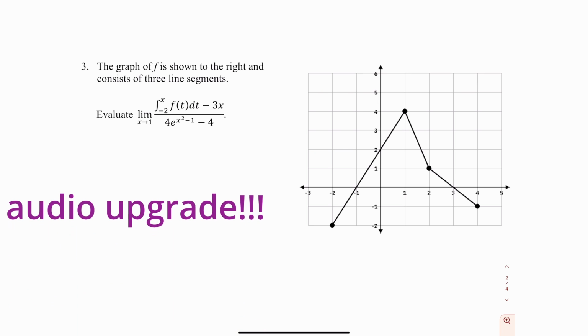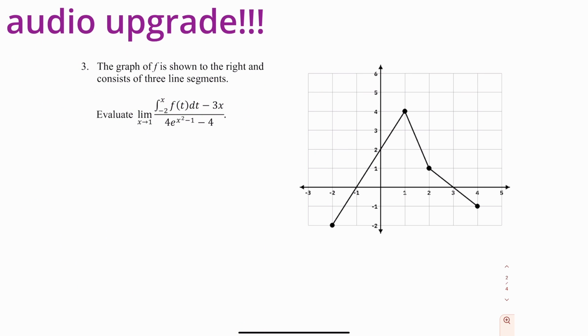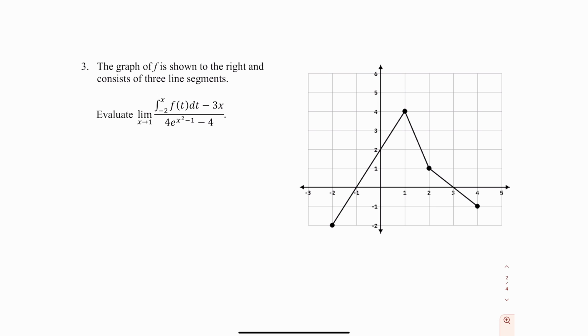All right, question number 3. The graph of f is shown to the right and consists of 3 line segments. Evaluate the limit as x approaches 1 of the integral from -2 to x of f of t dt minus 3x, over 4e to the x squared minus 1, minus 4. All right, so step 1 is try to directly evaluate this thing. And so that would mean doing the integral from -2 to 1 of f of t dt, and then minus 3 times 1.